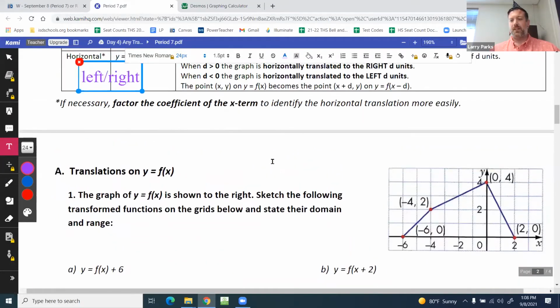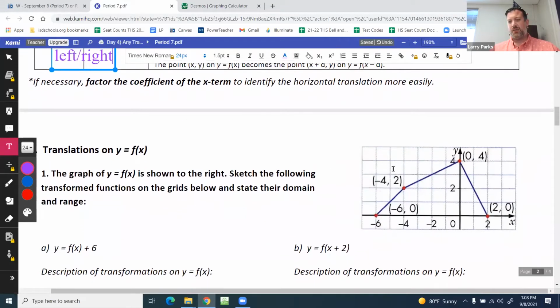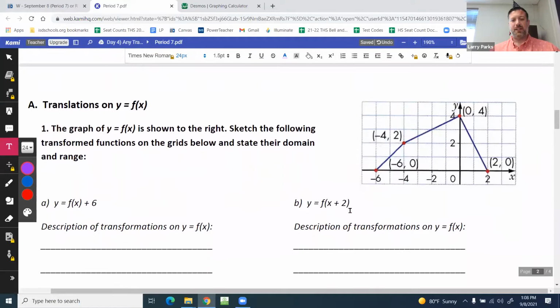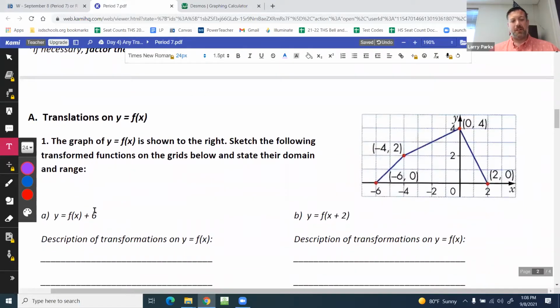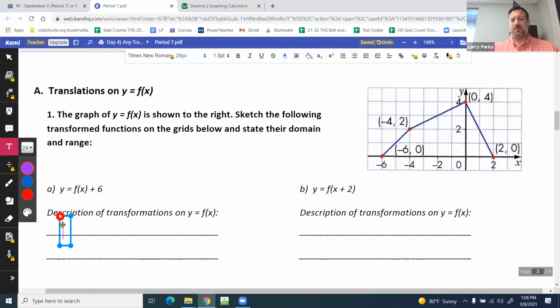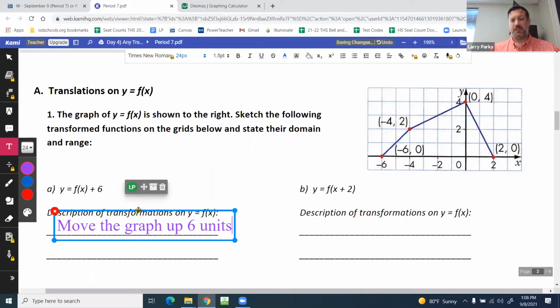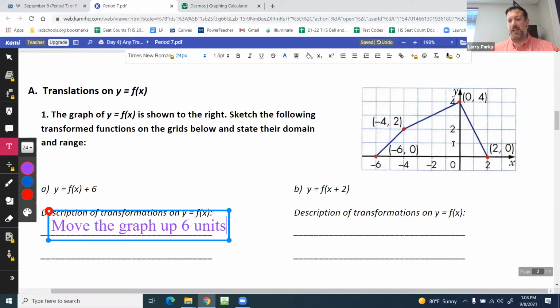Okay. So I have a function. I know it's a function because it passes the vertical line test. And what they want me to do is take the function that's here and add 6. Now, because the plus 6 is outside of parentheses, all this is saying is move the graph up 6 units. That's all it's saying. So they want me to transform this by moving every point 6 units up. So instead of negative 6, 0, it's going to go 6 up. Instead of negative 4, 2, it's going to go 6 up. So you're going to take this whole graph and move it 6 up.